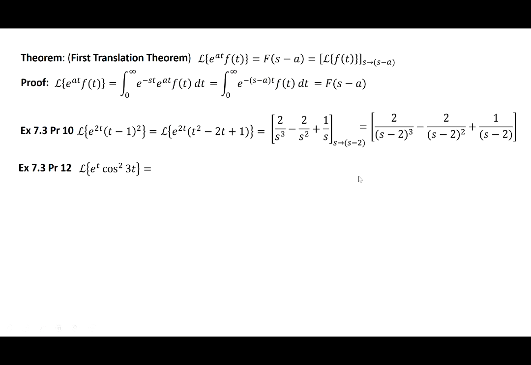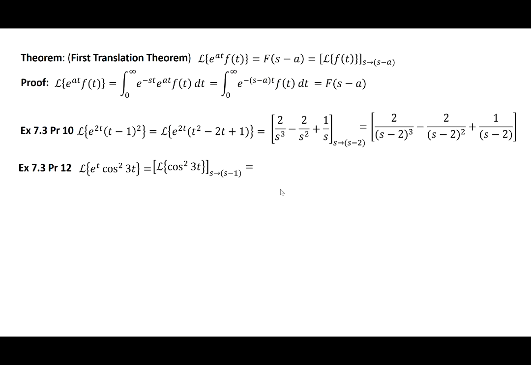Laplace of e to the t cosine squared 3t. Does it again look like Laplace of e to the at f of t? It does. What is a? 1. So the shift would be s shifted by s minus 1. Laplace of what should we take? Of cosine squared 3t, and apply the shift, right? Like this. But the thing is, do we know how to find Laplace of cosine squared 3t?